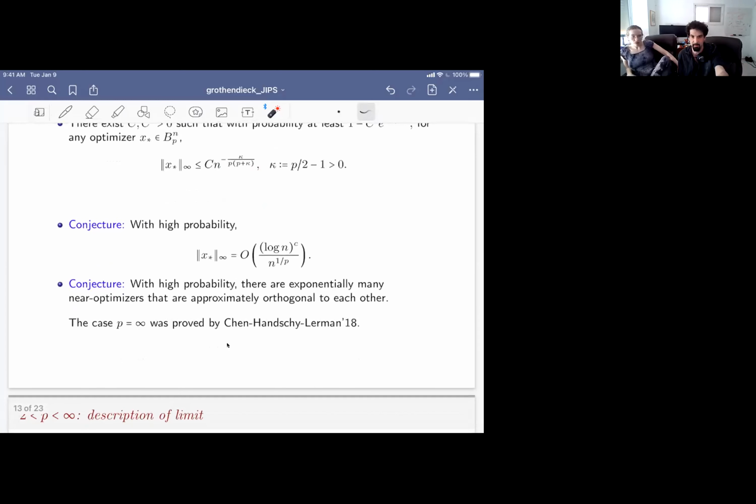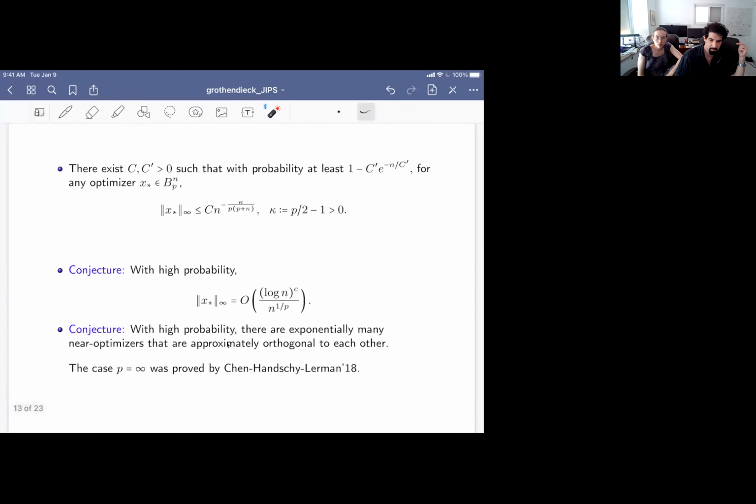We also conjecture that the energy landscape, the quadratic form of the Gaussian matrix, should look like the energy landscape of the SK model. In other words, with high probability, there should be exponentially many near optimizers that are approximately orthogonal to each other. For the SK model, this was a result by Chen, Handschy, and Lerman from 2018. But at this moment, we don't have control on the near optimizers of this problem when p is bigger than 2. We can only handle the true optimizer, and we can say that it is weakly delocalized.